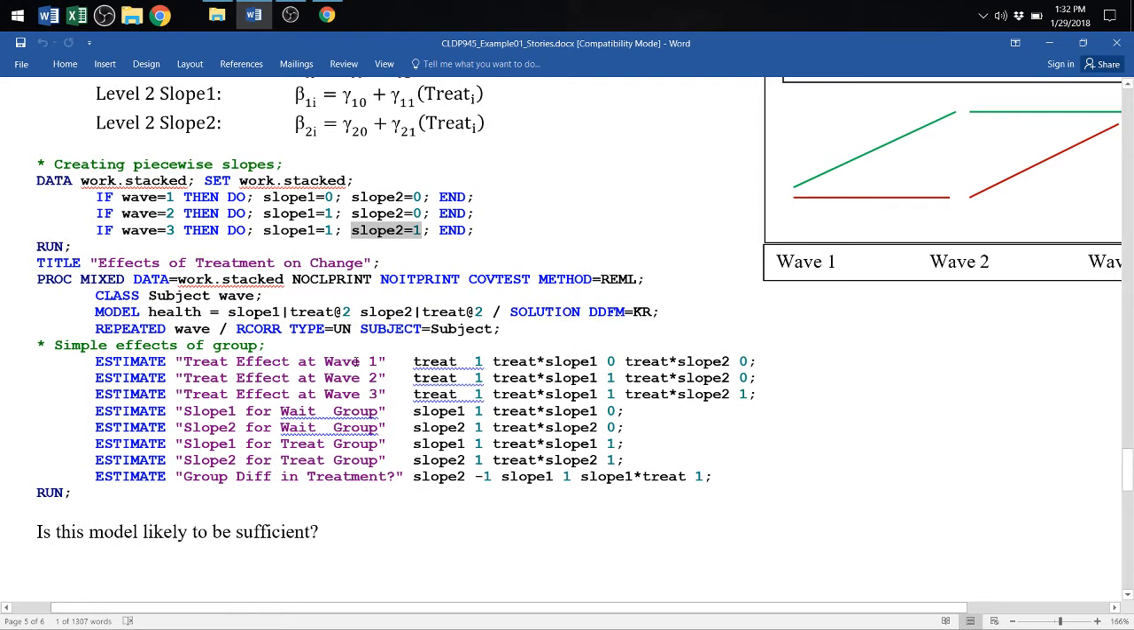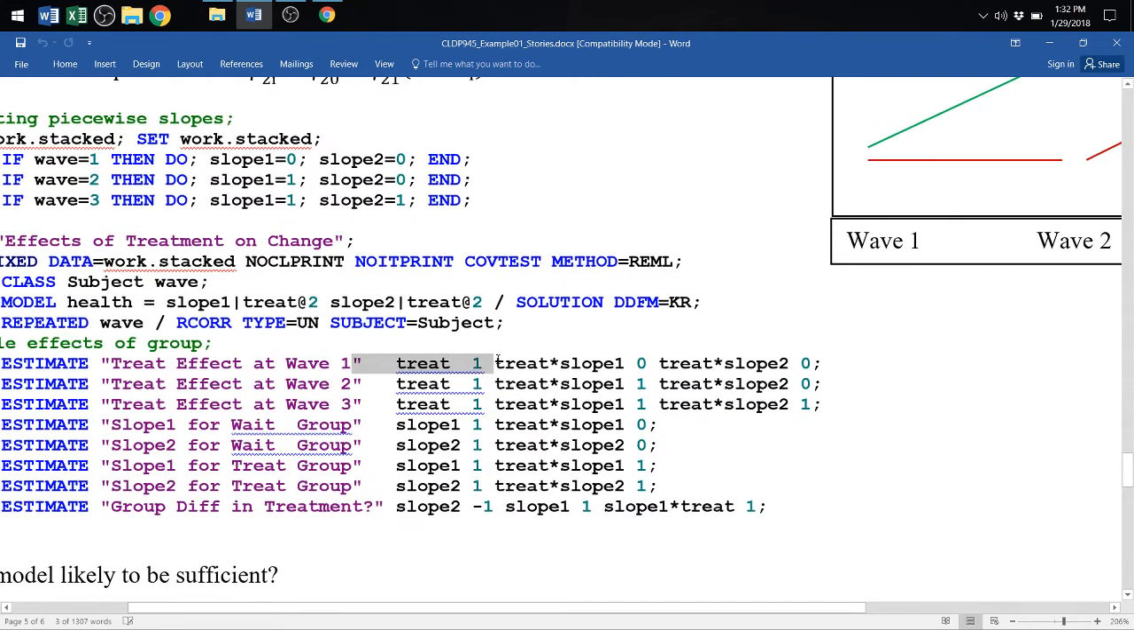So I have the treatment effect at wave 1. So again, the thing I'm going for here is treatment effect, group difference. So that gets the 1. If I'm talking about the group difference at wave 1, then that's when my 2 slopes are set to 0. So I really don't need that at all. I could just do this instead. But for the sake of pedagogy, I put them in there.